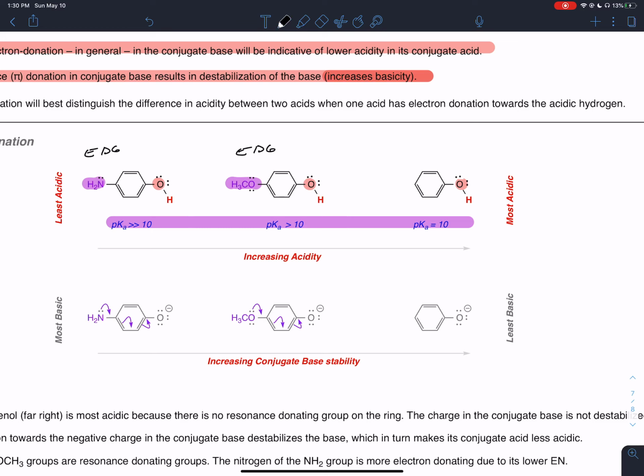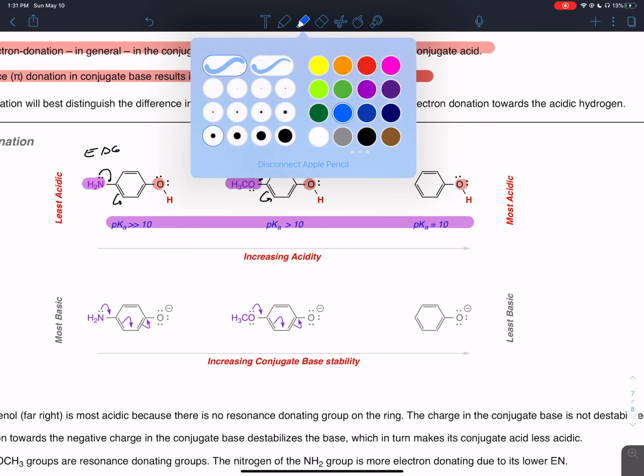So each of these groups, the OCH3 group and the NH2 group, are resonance donating groups. When you have an oxygen or a nitrogen directly attached to a pi system, they will donate into that pi system. So the oxygen and nitrogen atoms are donating into the ring. So again, to look at the acidity, we can evaluate conjugate base stability. So let's do that. We are going to look at the conjugate bases and think about how the negative charge in the conjugate base is stabilized.